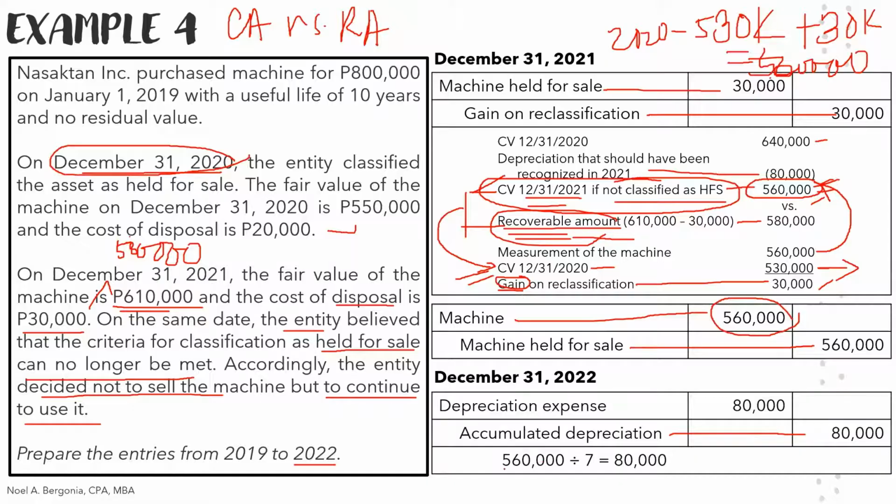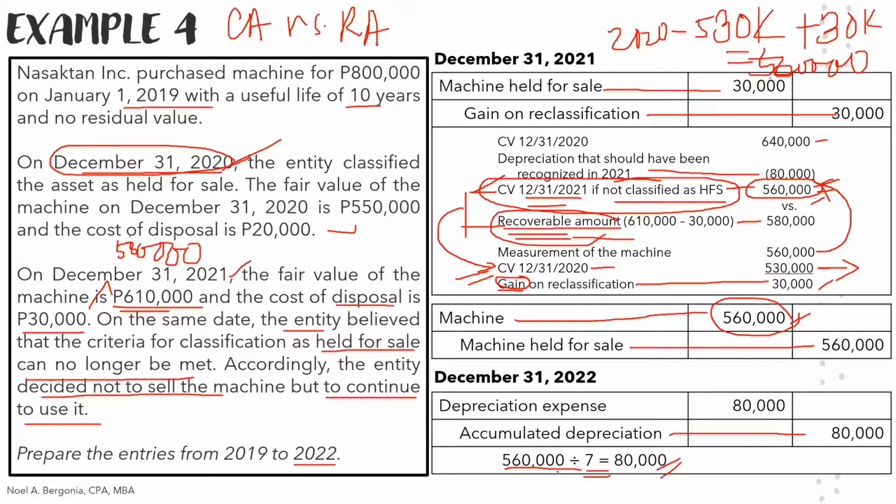Kasi it's 560,000 na ating carrying value divided by the remaining useful life of 7. So paano naging 7? Kasi in 2019, it's 10 years. So 19, 20, and then 21 yung natapos. So 3 taon. So we still have remaining 7 years. So that's also 80,000. Okay?